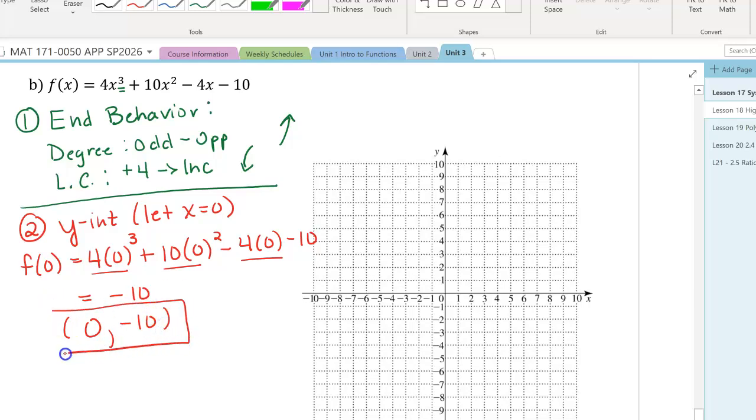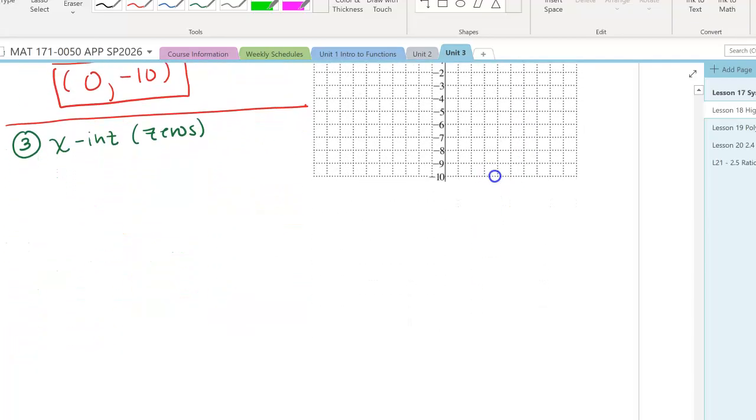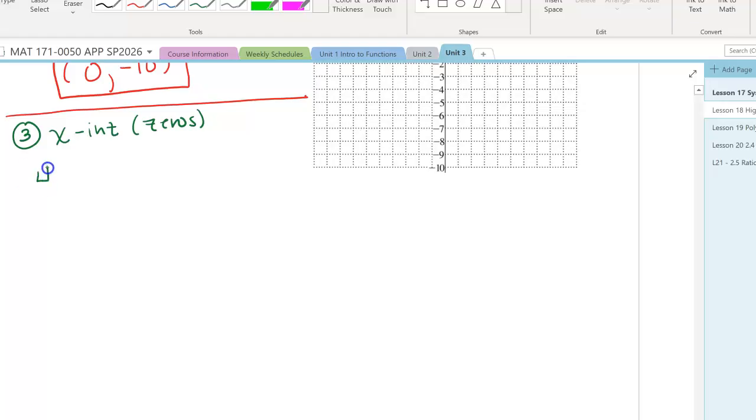So we have 1 point on the graph, and we know the end behavior. So now we need to figure out what's going on in the middle. All right, so now we're going to do our x-intercepts, which are our zeros. So we're going to take this function and set it equal to 0. So we have 4x to the third plus 10x squared minus 4x minus 10, and we're going to set that whole thing equal to 0.